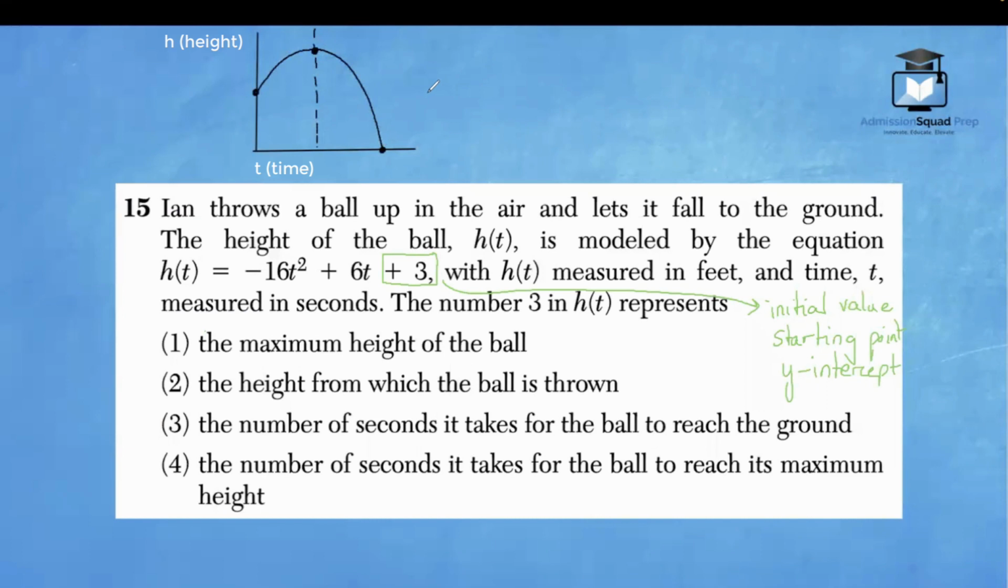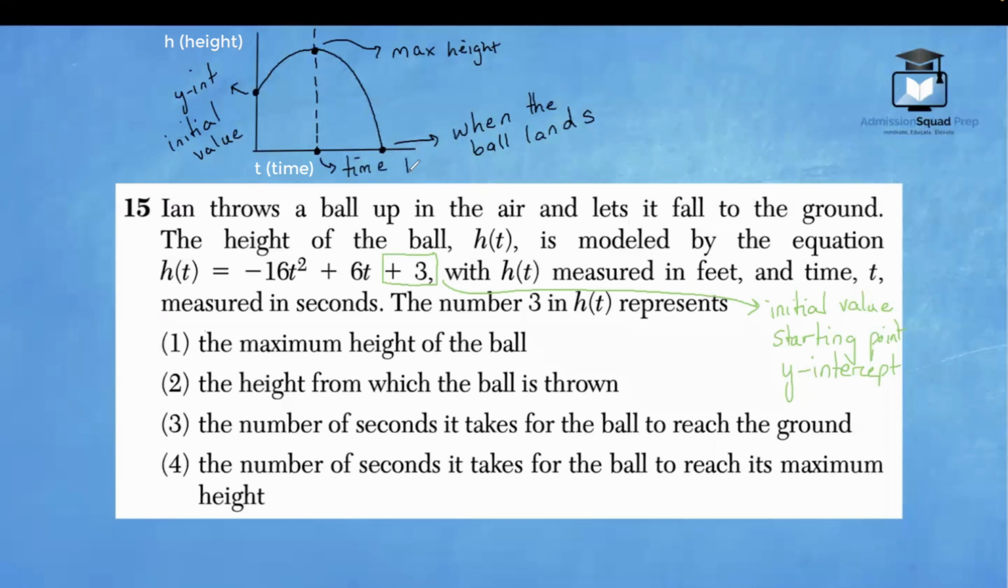Typically, when solving projectile motion problems, there are 4 points that you need to pay attention to. The point here to the left is the y-intercept, or the initial value. The point at the top is the maximum height. The point here at the bottom is when the ball lands. So that's usually a time. It's also when the height equals 0. Right here is the time that it takes to get to the maximum height. Time to maximum height. And of course, that is our axis of symmetry.